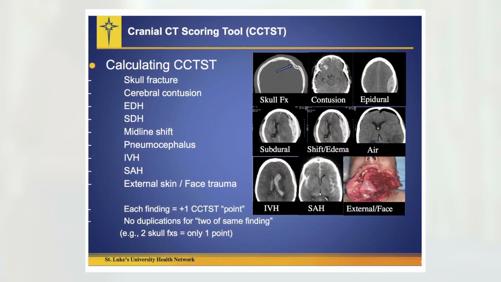There are 9 different categories we're looking for: epidural, subdural, subarachnoid, intraventricular, skull fracture, midline shift, brain edema, external facial trauma, and pneumocephalus. Of note, no category gets a duplication. If you've got 2 subdurals, you only get 1 point for that. If you've got 2 subarachnoids, you only get 1 point for that. So there's no duplication rule. And then the 9th category is external facial trauma, which is adopted from AIS head, because AIS head was based from head to chin in terms of the external face. So we adopted that into our CCTST scoring tool.